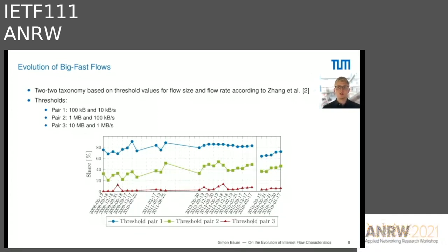So here we observe an increase of bytes transmitted by big fast flows from between 20 and 30% for traces in 2008 until 2010, up to between 40 and 50% of all bytes transmitted by TCP for more recent traces taken in Chicago. The values for the New York data set are smaller, which can be traced back to a larger share of small flows for such traces.